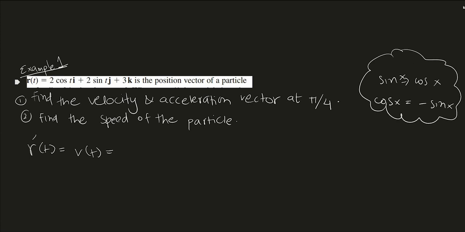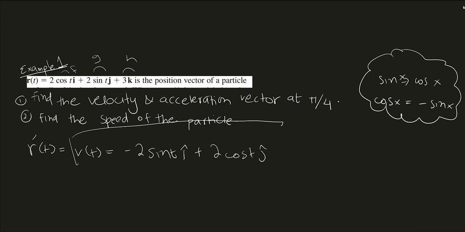So now 2 cos t, it's gonna be negative 2 sine t i hat, since the derivative of cos is negative sine. This is f, this is g, and this is h. Now we're differentiating the g component. This is 2 sine t, and the derivative of sine is simply cos, so 2 cos t j hat. And what's the derivative of 3t k? It's 3, a constant, so this will just be 0, so we don't write it. So this is the velocity vector.